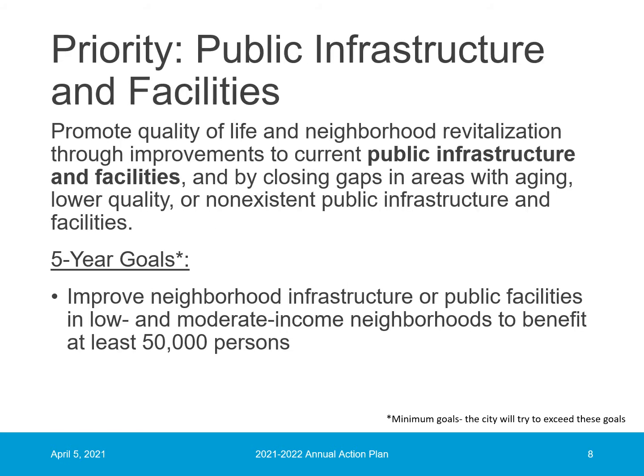The next priority is to promote quality of life and neighborhood revitalization through improvements to current public infrastructure and facilities, and by closing gaps in areas with aging, lower quality, or non-existent public infrastructure and facilities. The 5-year goal for this priority is to provide neighborhood infrastructure or facility improvements in low and moderate income neighborhoods to benefit at least 50,000 persons. Examples of projects that meet these needs are street and sidewalk improvements, or facility improvements at parks and recreational facilities in low and moderate income neighborhoods.